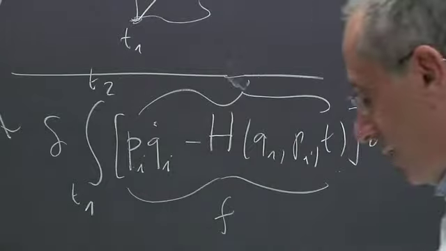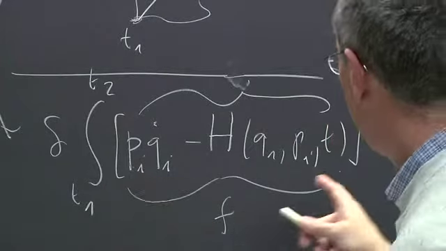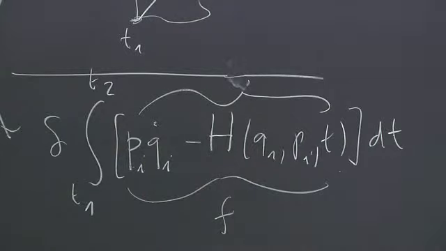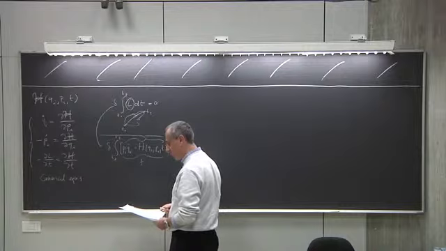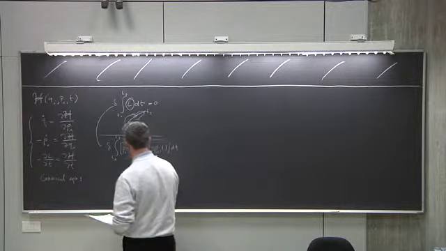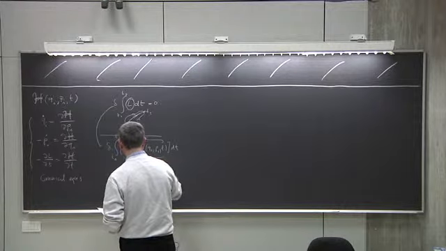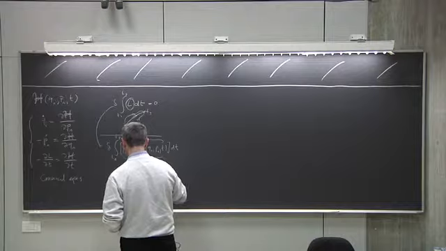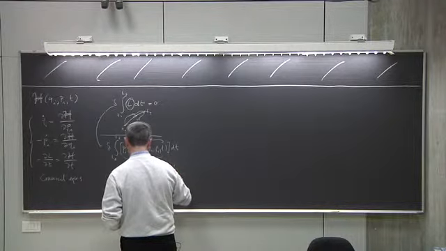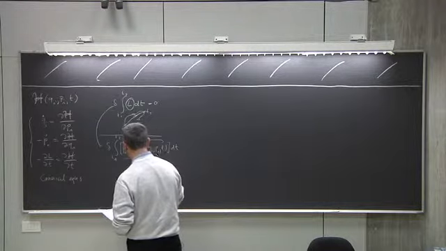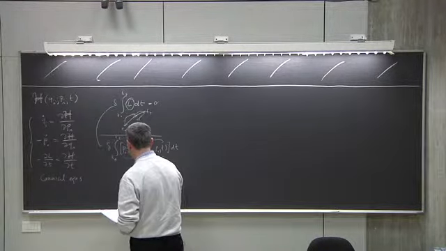And you see, the only difference here is that I'm doing my variation not only under the generalized coordinates, but also the generalized momenta. So I have two sets of Lagrange equations. One for this, and the other where here I have the p's.